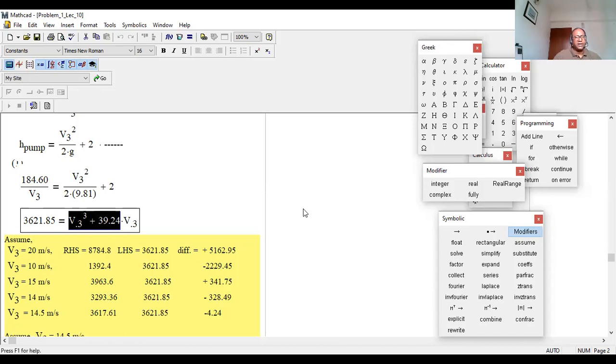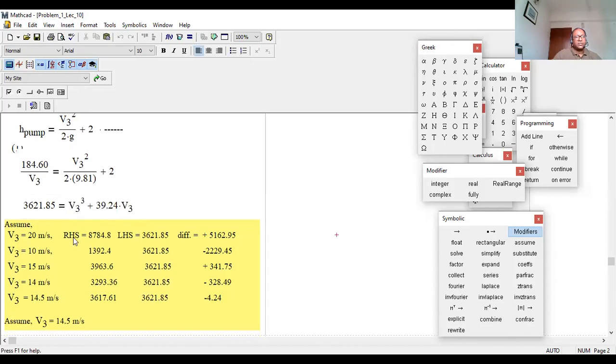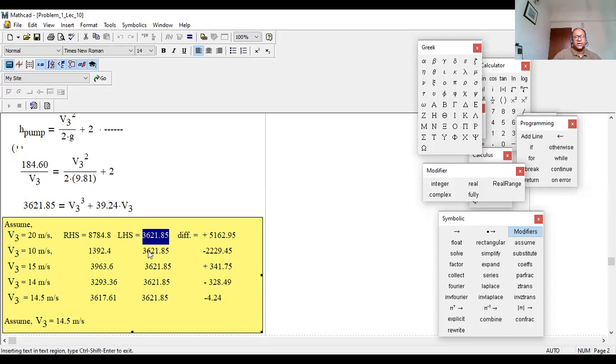So what I did, I wrote down the left side of my equation, this value, right? The value always remains constant. Then I assume the velocity. First I'm saying 20 meters per second. So my right side comes to this much, the left side was this much. What is the difference? Right over here, too high. If the difference is 0, then my solution is accurate, right?